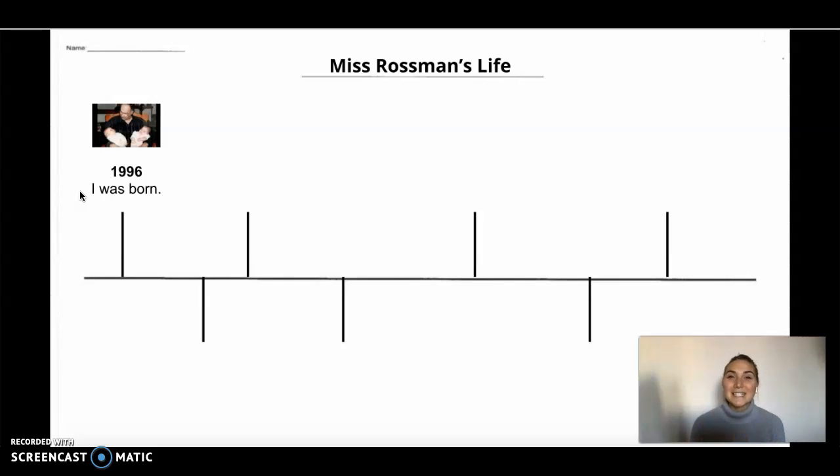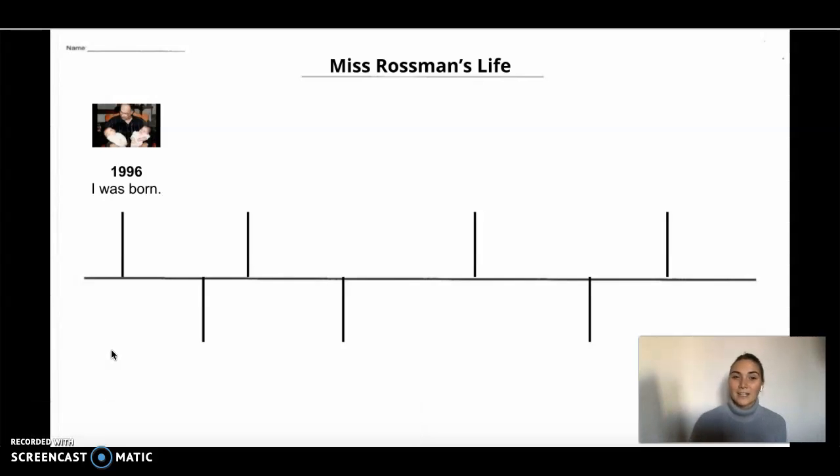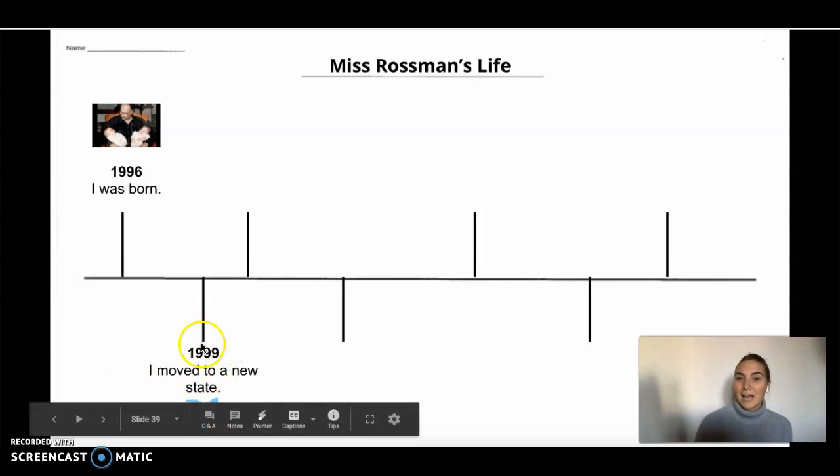It is your choice. The second event that I think is most important to my life is I moved to a new state. Have you ever moved somewhere else? It is a pretty important part of your life. So I'm going to put that on my timeline. I put the date that it happened, the year that it happened, and then I put a picture to go with it. My sentence says, I moved to a new state.